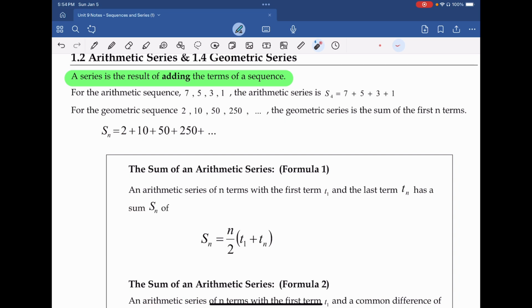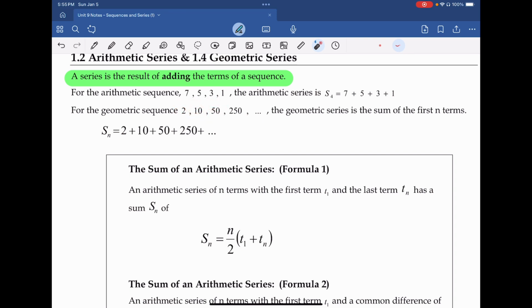So if I have this arithmetic sequence, its arithmetic series is where I add up all the terms. And if there are 4 terms, I say S4, the sum of the first 4 terms, is equal to all 4 terms added together. In geometric sequences, again, we multiply or divide to get to the next term. In this situation, we're multiplying everything by 5. When we go from 2 to 10, it's multiplied by 5. 10 to 50, we multiply by 5.